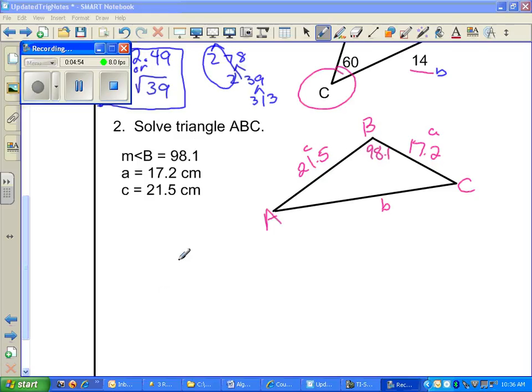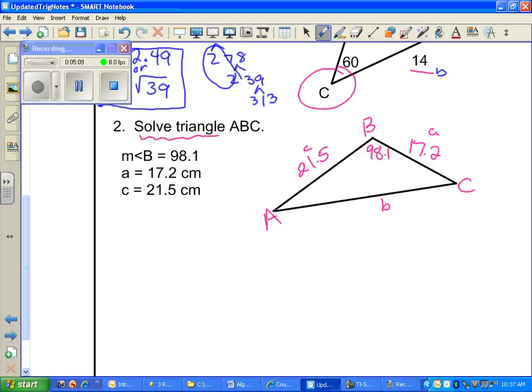So in this problem, we had to draw our own picture. I made B look obtuse. I made C be the longer side. I made A be the shorter side and connected. And then we labeled our triangle. So now we need to solve it. So we need to find everything that's missing about it.